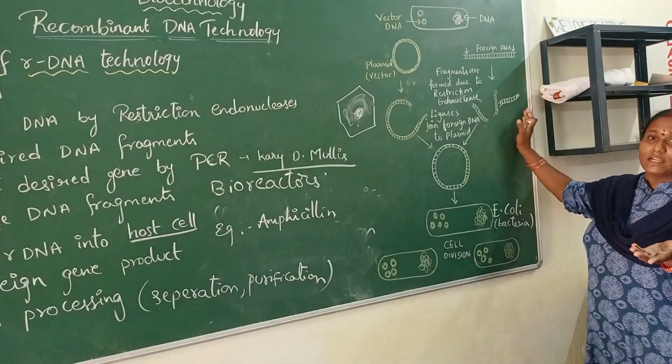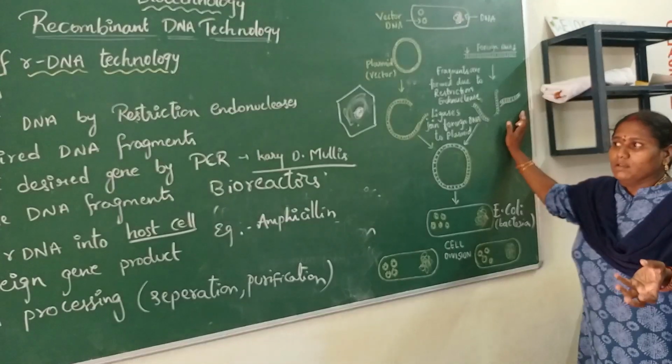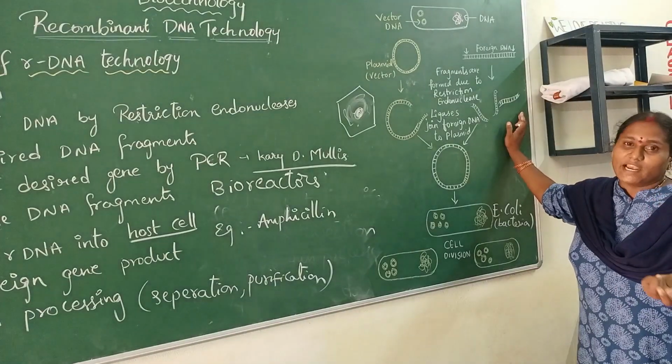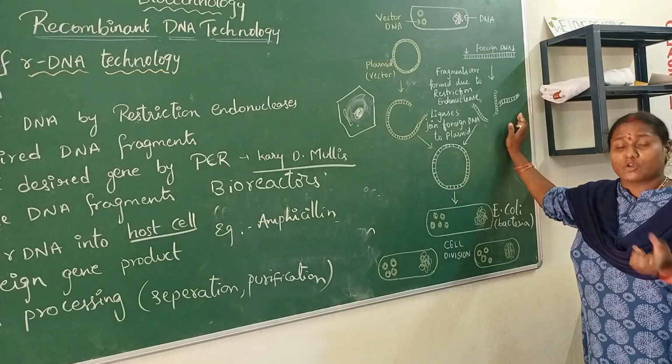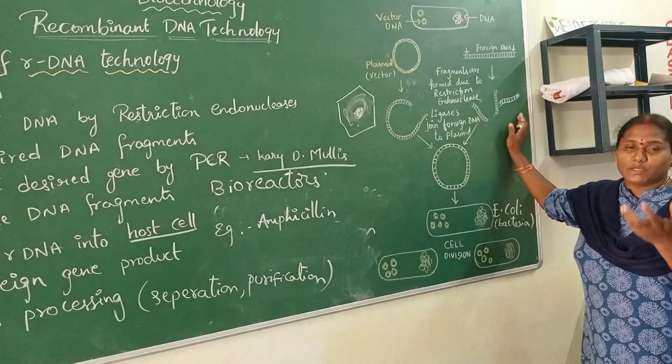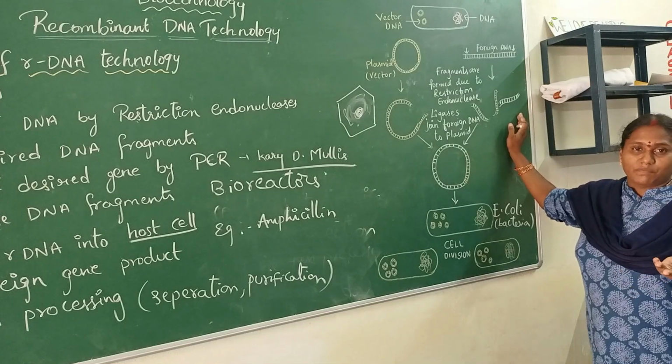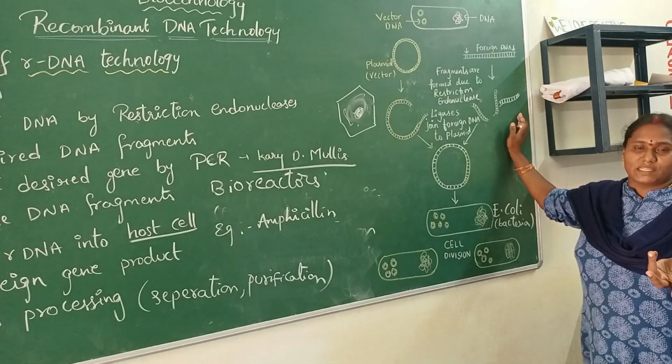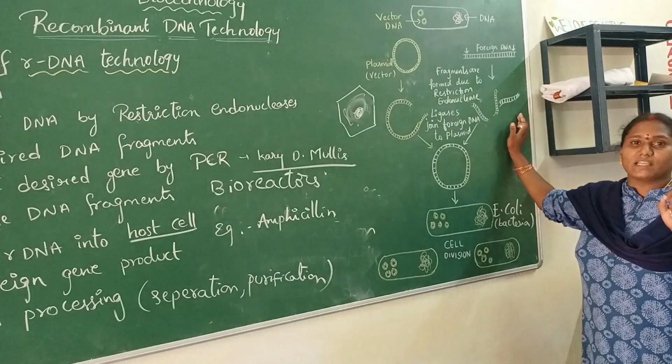Now I have also spoken about isolation of DNA. Here we have done agarose gel electrophoresis, and I have explained that also. Many are having a doubt: how can we remove the DNA? A leaf is there, and in that leaf there are so many cells present. So how are you going to remove DNA from the leaf?